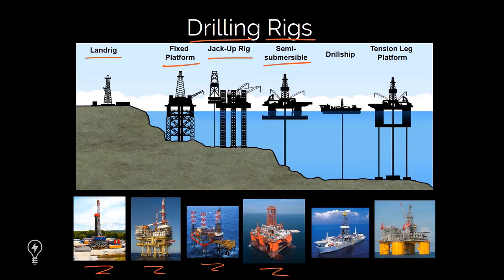Now, the next type is a drill ship. Now, drill ships are large ships designed for offshore drilling operations and can operate in deep water. They're built on traditional ship hulls like those used for supertankers and move from location to location under their own power. Now, the final type of drilling rig is a tension leg platform. Now, tension leg platforms consist of a structure held in place by tensioned tendons connected to the seafloor. And these platforms can be used in a water depth up to 2,000 meters.